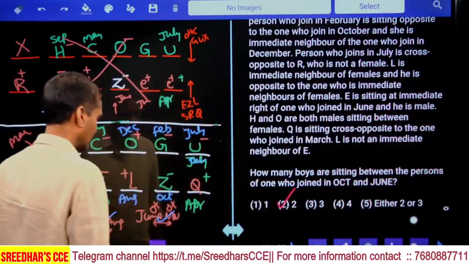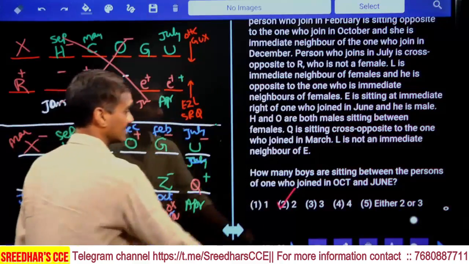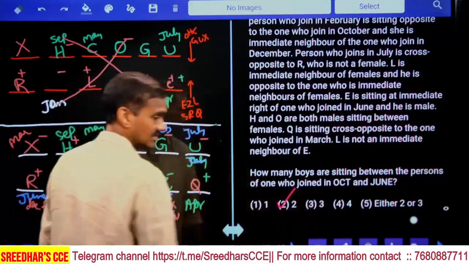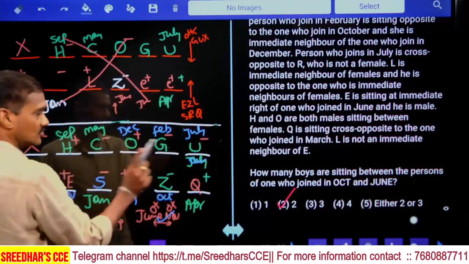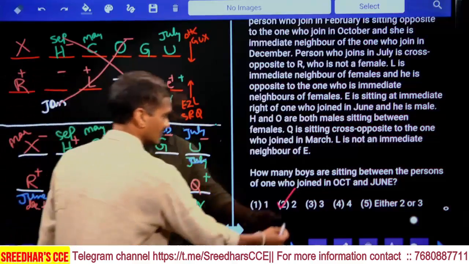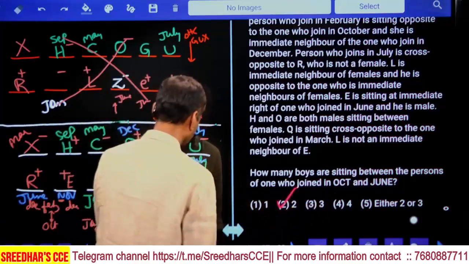Clear now? Question number 20. It is choice 2 that is the answer rather than 3. Not 3, though choice 3 was given. How many persons means 3 persons. How many boys means only 2 boys. Choice 2 is the answer. Please make a correction in the key. Key is not choice 3.